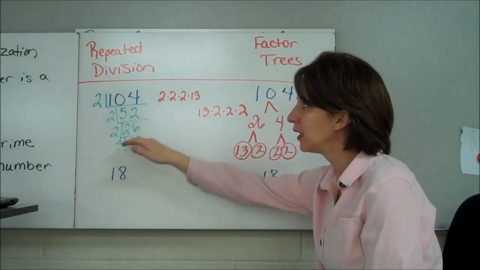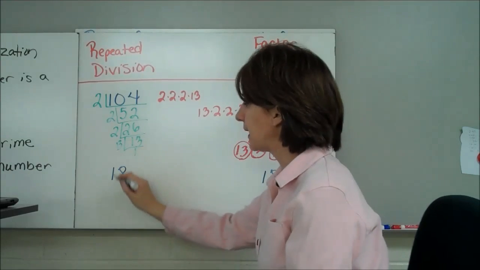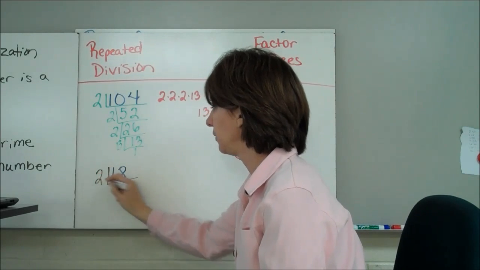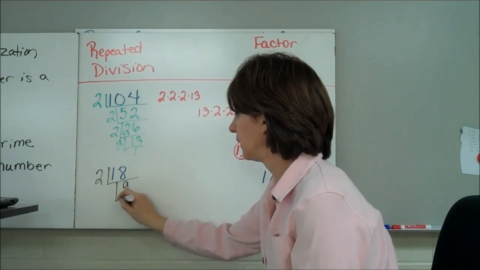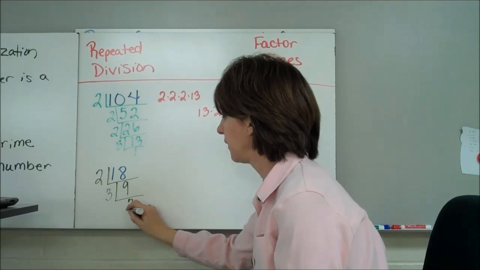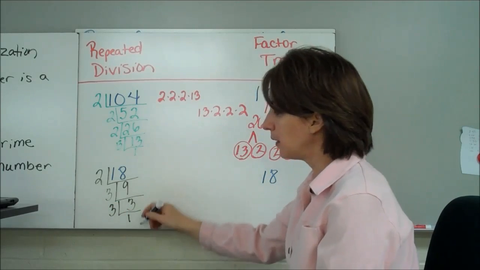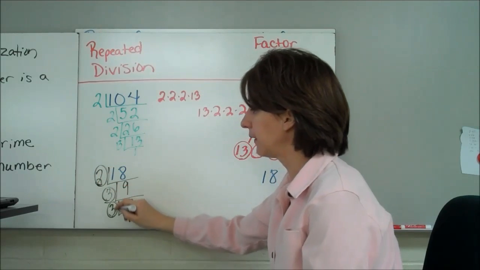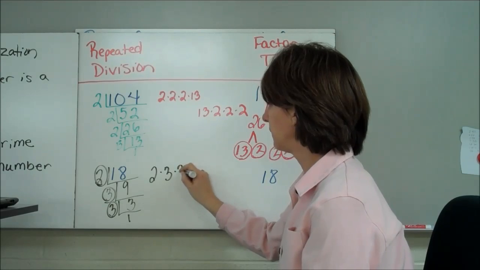Let's try 18 using repeated division. Because 18 is even, I know it can be divided by 2. And 2 into 18 is 9. 9 can be divided by 3. And 3 is prime. And when you get to 1, you're done. So the prime factorization is the set of numbers on the outside: 2 times 3 times 3.